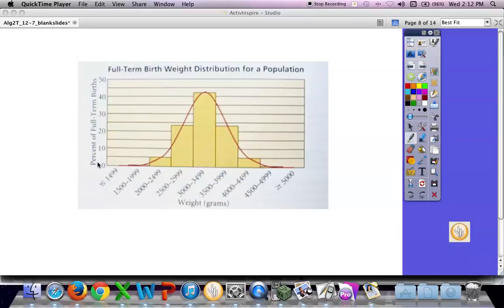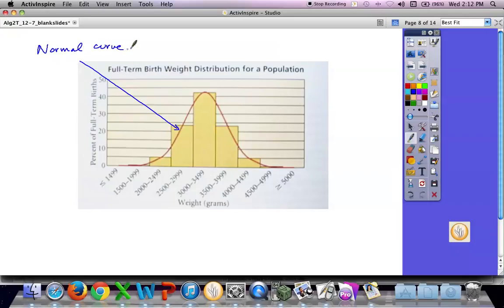So this, do I have this on the pen? Right. That shape is the normal curve, or the bell curve, because supposedly it looks like a bell.